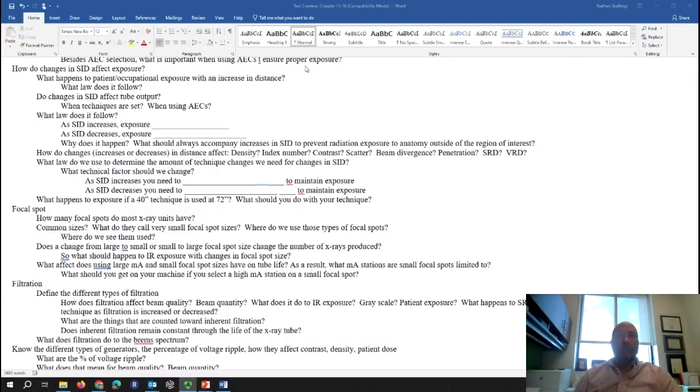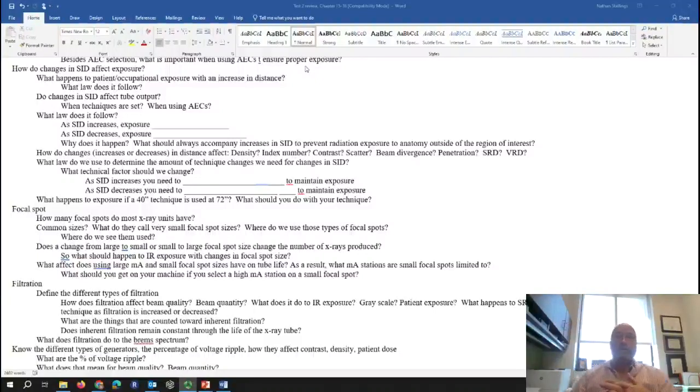So when we're talking about changes in SID, we've got to consider a couple of different things. One is image receptor exposure, and the other is occupational exposure, patient exposure. So your questions are going to come at you from two different directions. What happens to occupational exposure as distance increases, or what happens to image receptor exposure as distance increases? The answer to both of those questions is as SID increases, or distance increases, each one of those things will drop. Okay, so with that in mind, let's walk through it.